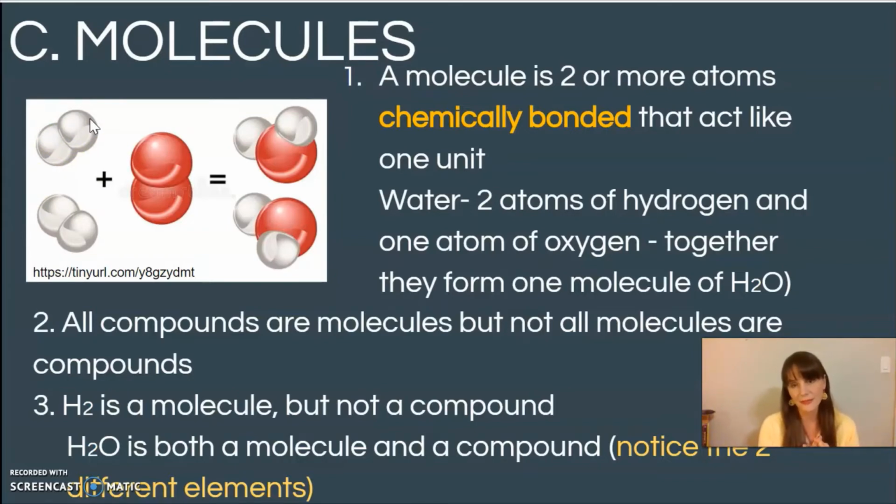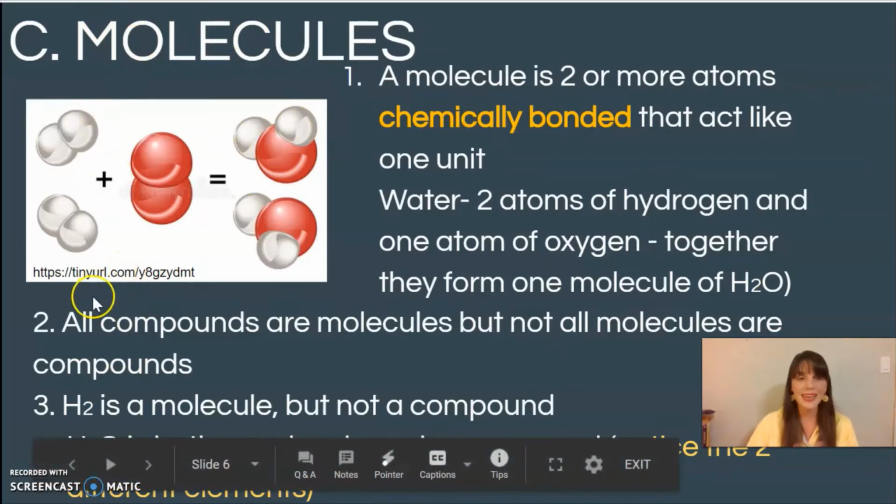It's not a compound. Think about what you know about the word compound. A compound sentence is like two different sentences combined. A compound word is two words, like rainbow. So rainbow would be rain and bow. So it's two words you can put together. That's a compound word. In the same way, a compound is two different elements chemically bonded together. But a molecule can be any two atoms, even if they're the same, combined together. So H2 is a molecule, but not a compound.